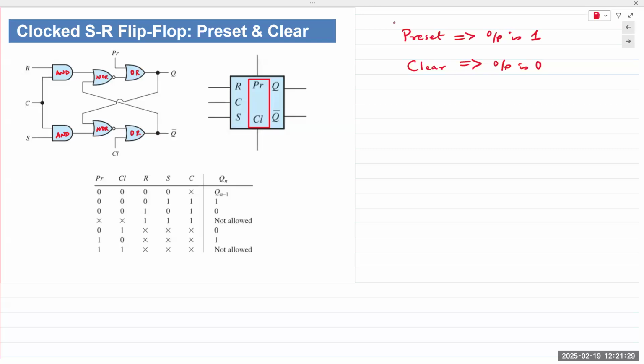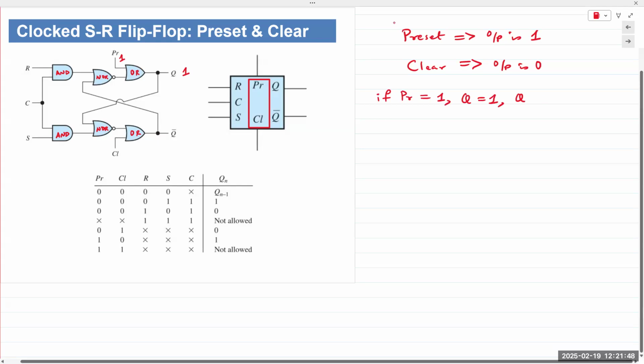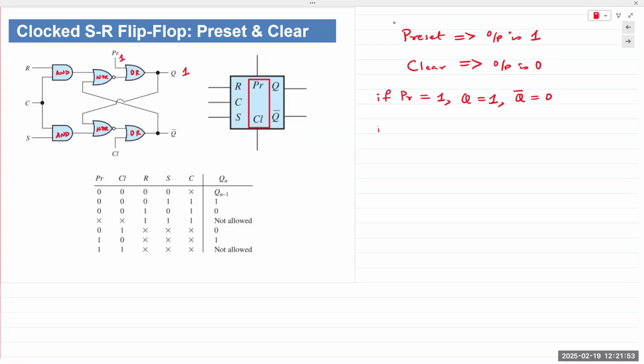If preset is 1, output Q should go to 1. So if I write it here, if PR is equal to 1, then Q is equal to 1. And by extension, Q naught would be equal to 0. If clear is equal to 1, then Q is equal to 0 and Q naught is equal to 1.